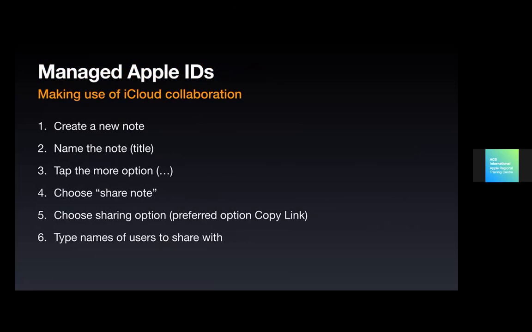So you'd go into your Notes app and create a new note. You'd name the note, so giving it a specific title, and then tap the More option. And within that, you want to make sure that you're choosing the option that says Share Note. And when that comes up, it's going to give you a variety of sharing options. My preferred option is to use Copy Link, because when you do that, it will then prompt you to start typing in the names of the users that you wish to share this with.